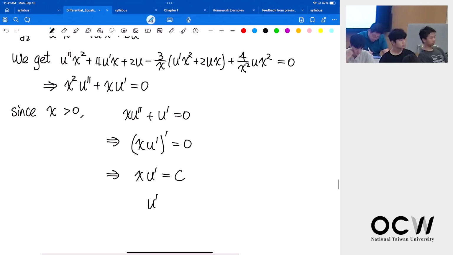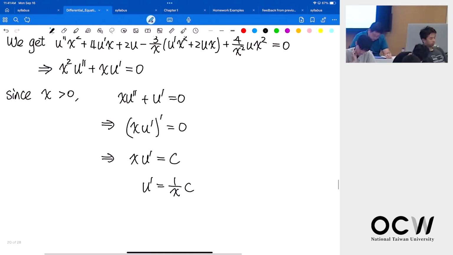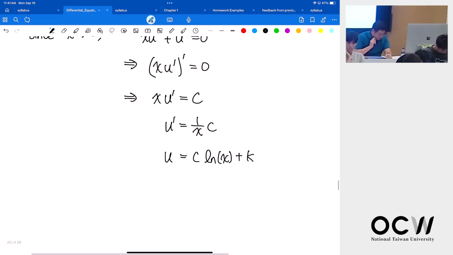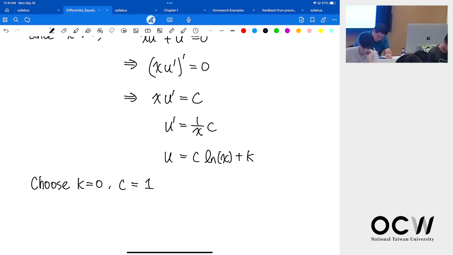Your u prime equals 1 over x times the constant c. So your u is c times natural log x plus another constant k. Okay, now we can choose these two constants. Let's choose k equals 0 and c equals 1. So y2 is x squared natural log of x.